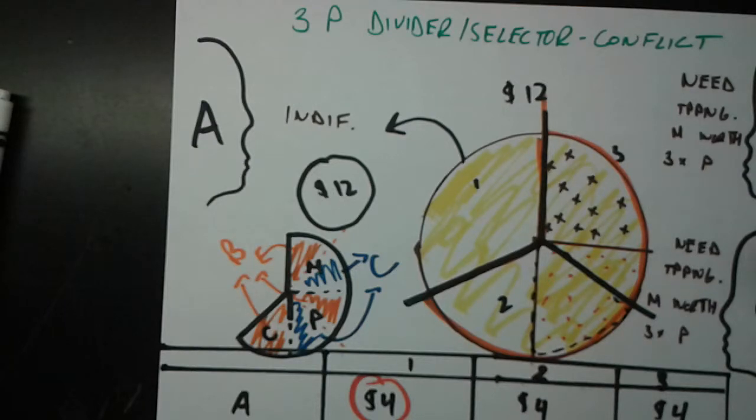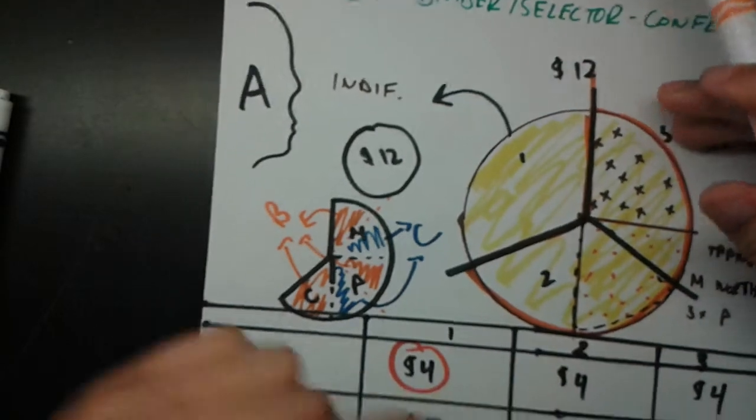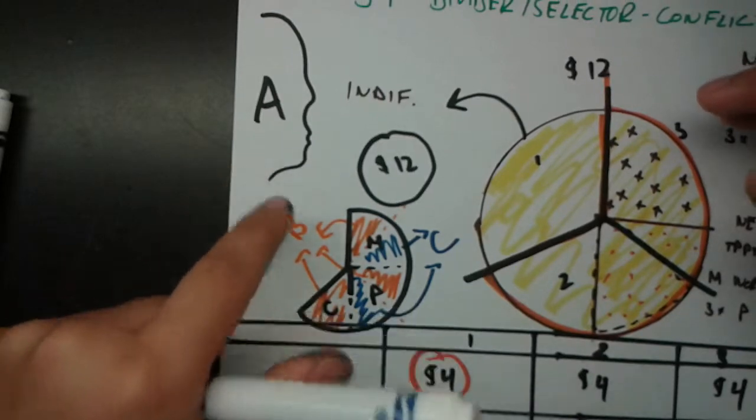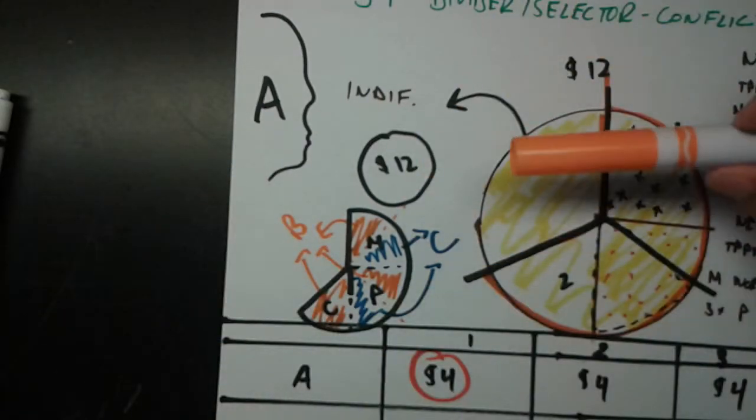In the next video, we'll be looking at something else. We've been having A be the divider for the longest time. We're going to give him a shot to also get a little more than $4.